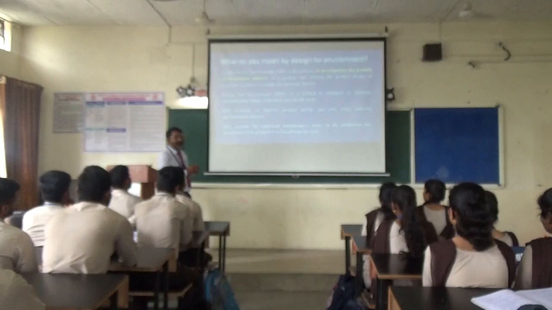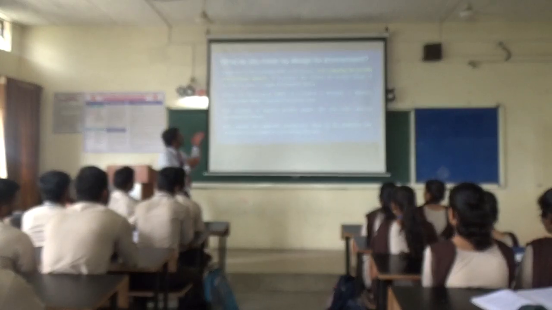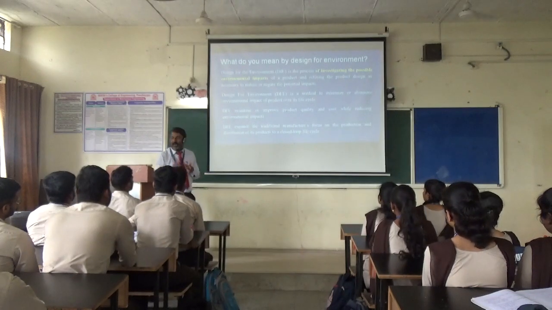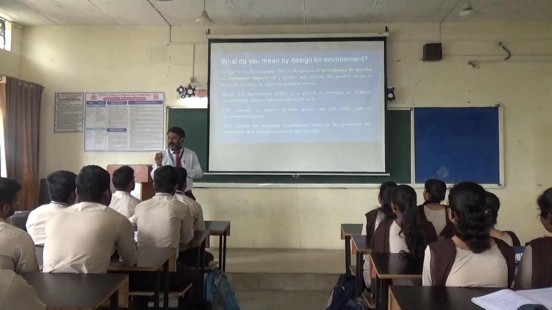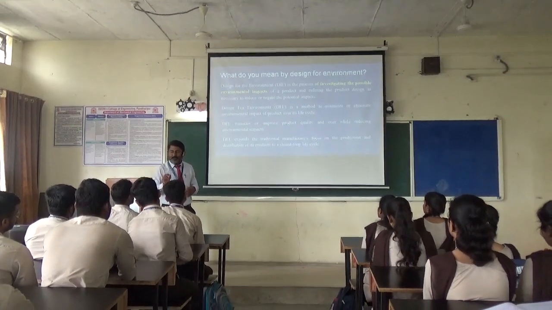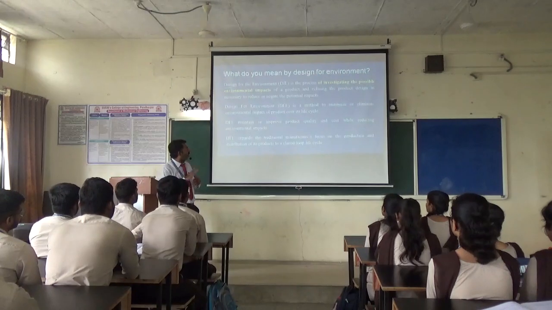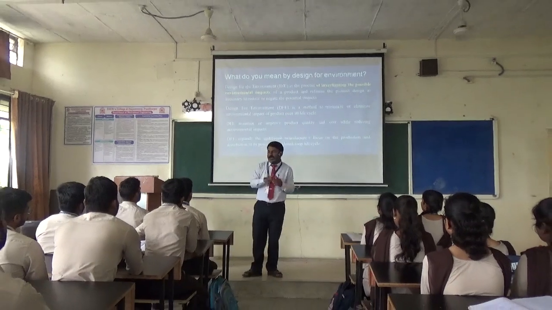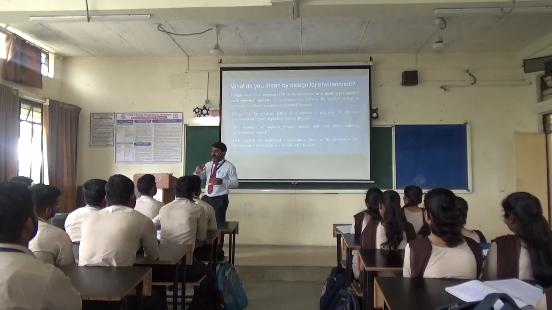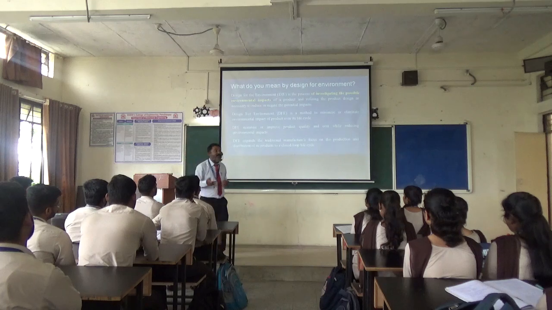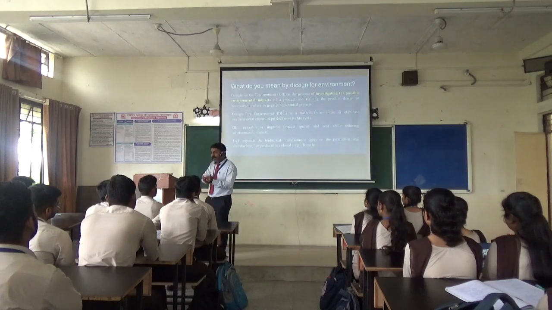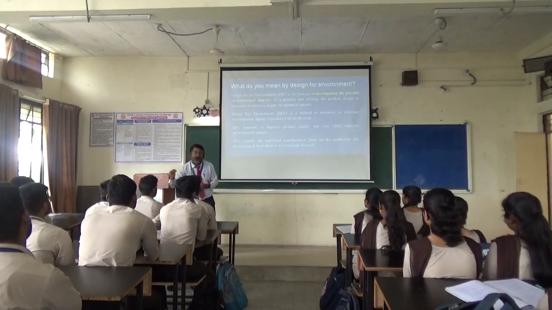What do you mean by design for environment? It is a process, DFE. So we will use the word DFE: investigating the possible environmental impact. Consider any one product. What is the possible environmental impact of that particular product? And refining the product design to reduce the potential impact. The word used is reduce rather than eliminate. Difference between eliminate and reduce: if there is an environmental impact, we should first try to eliminate it, and if elimination is not possible, then try to reduce it.